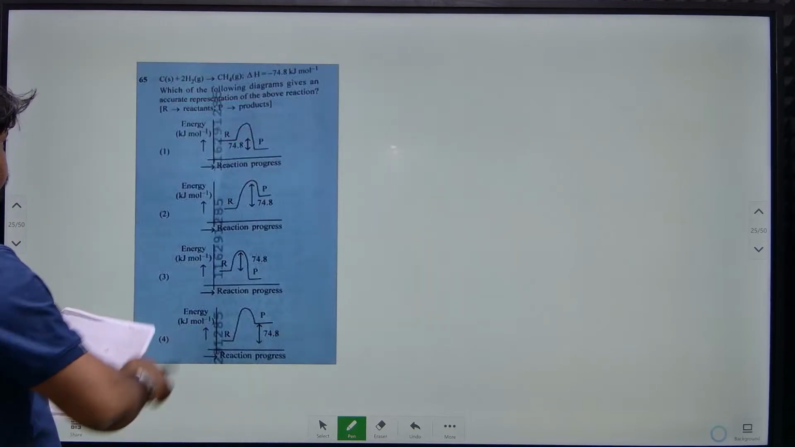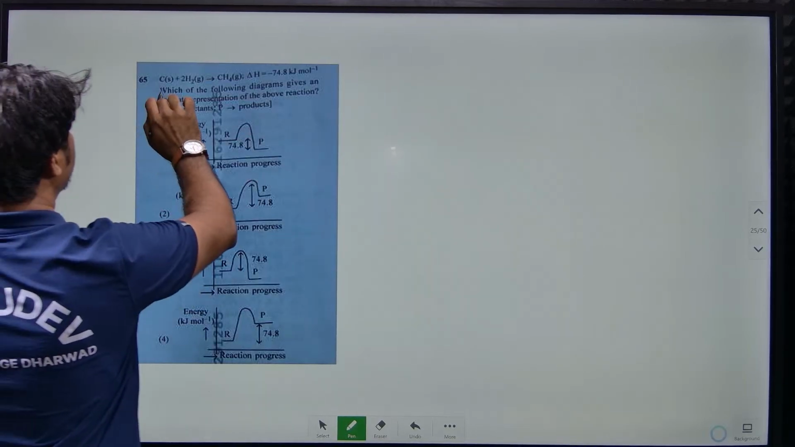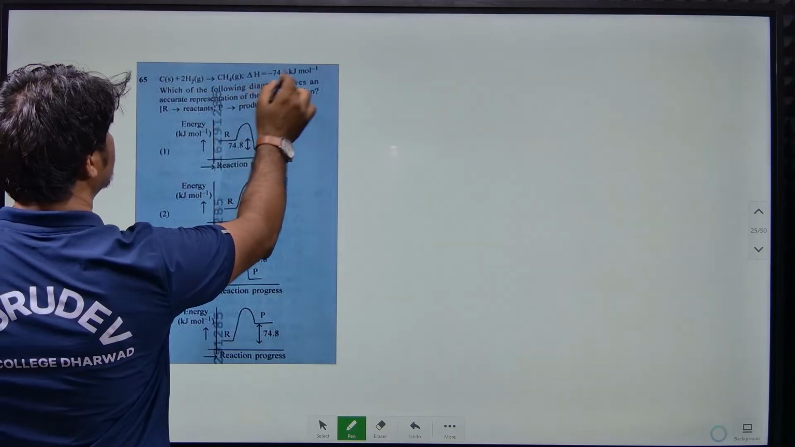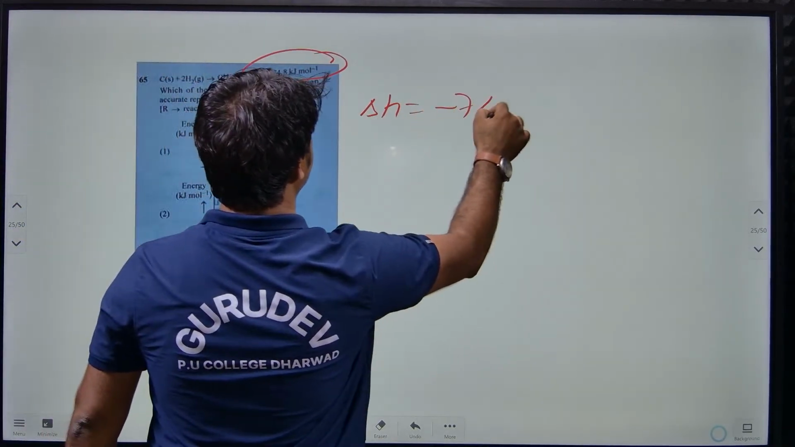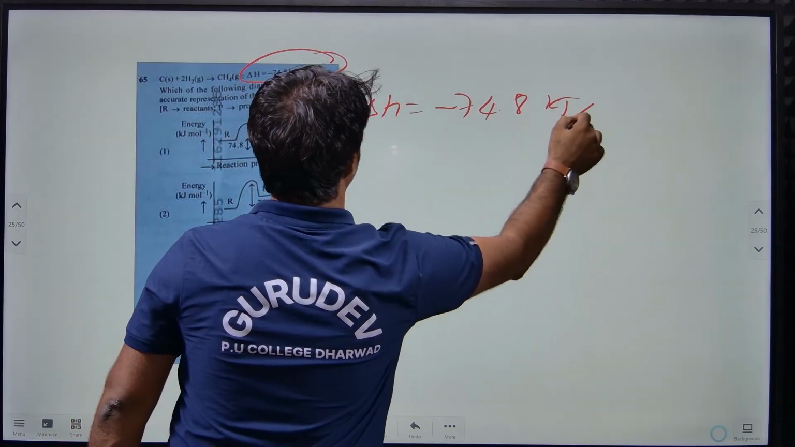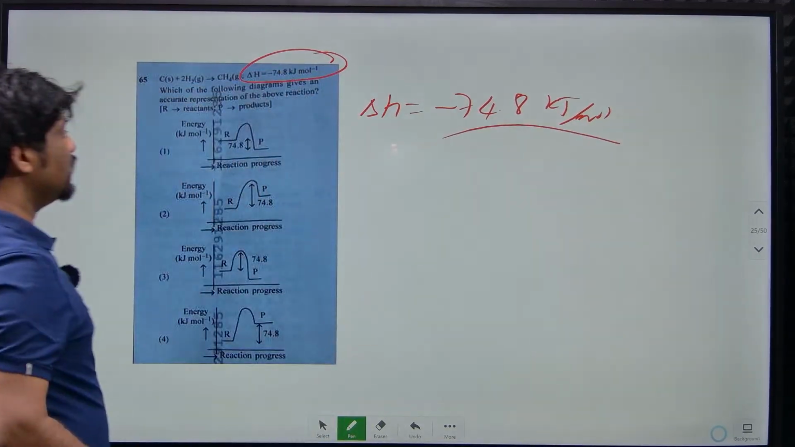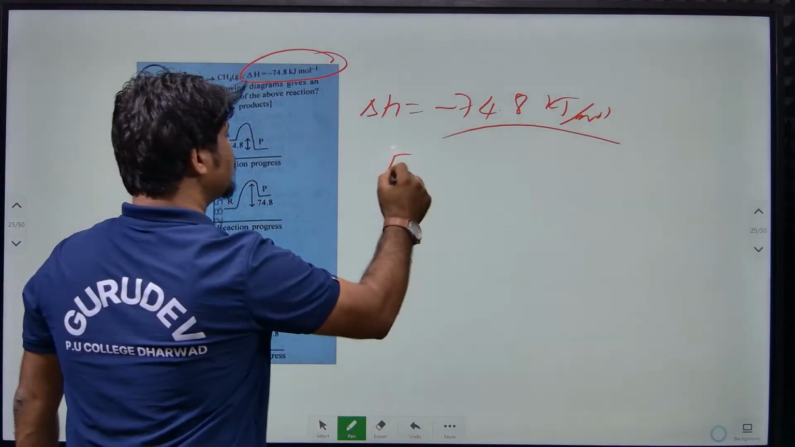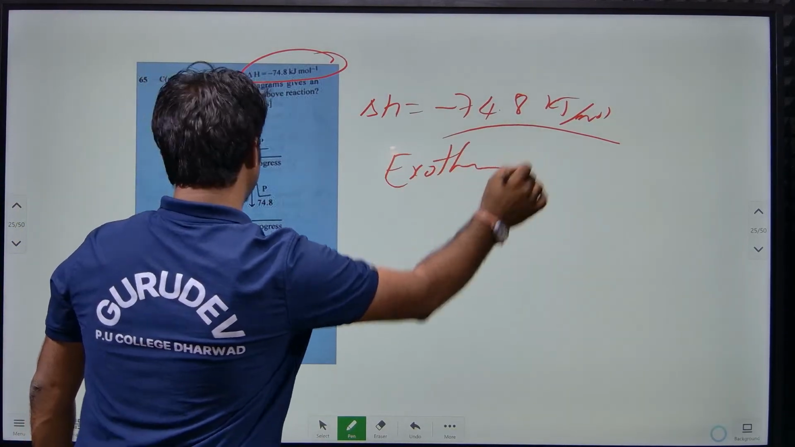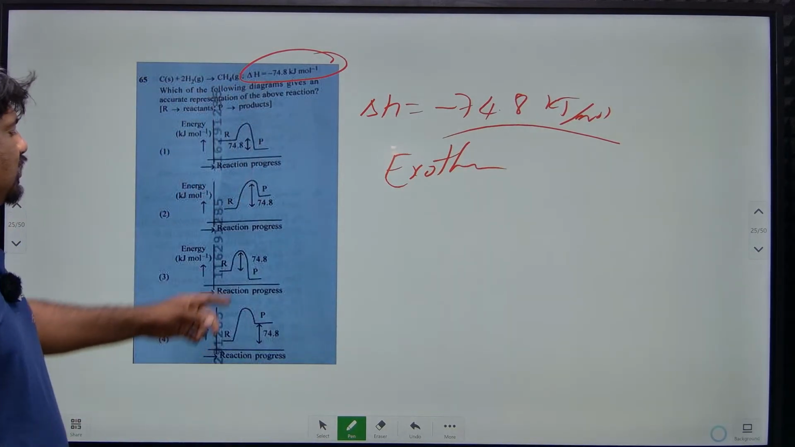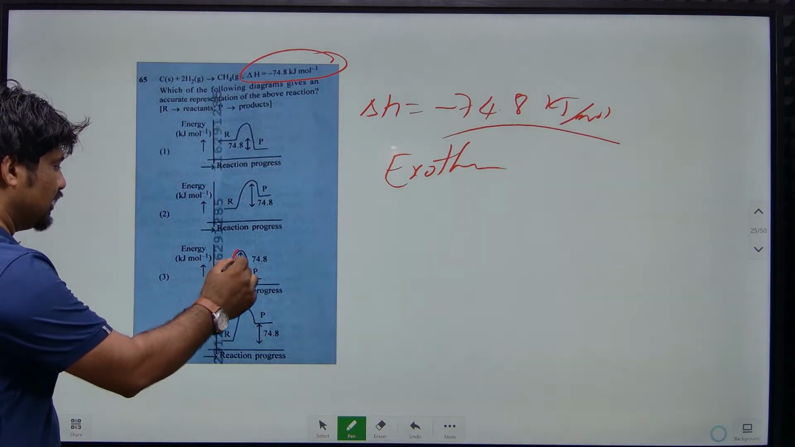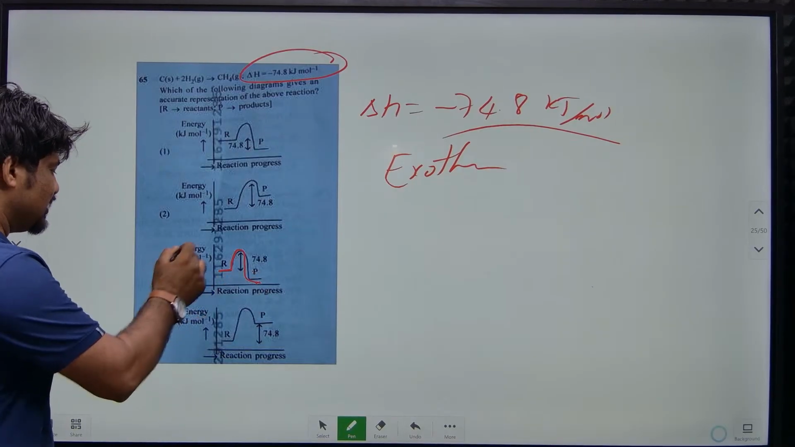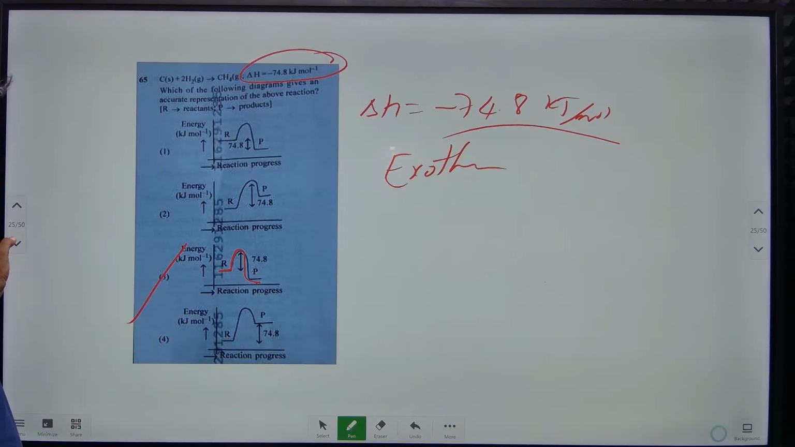Move to the next one. Here carbon reacts with hydrogen to give CH4. The ΔH is given clearly as minus 74.8 kilojoule per mole. So it is an exothermic reaction. In this exothermic reaction, the energy of the product is less, so the reactant is converted into the product. So answer 3 is the right answer for the question.